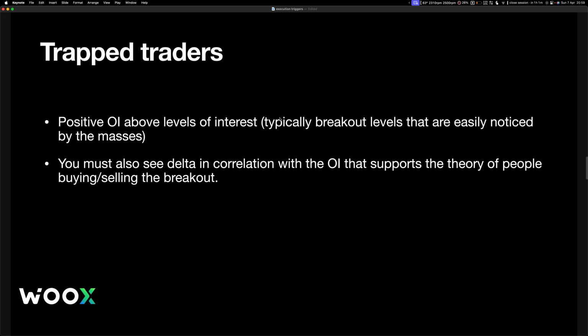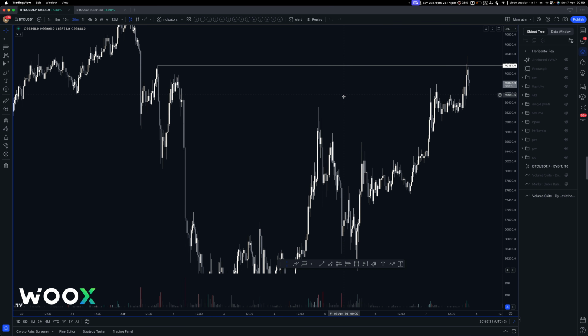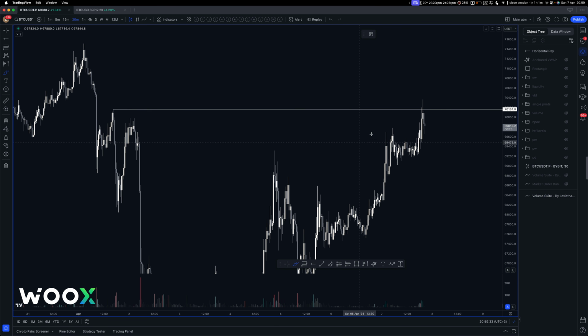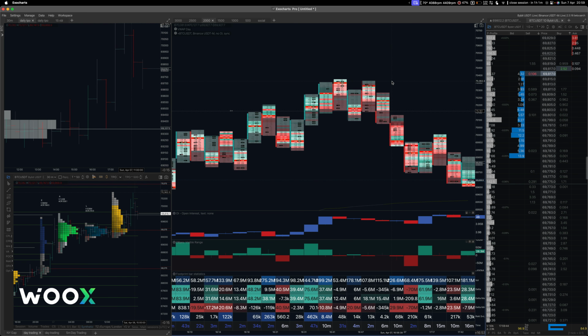So again, positive OI above levels of interest, typically breakout levels that are easily noticed by the masses. What I mean by that is when a pattern plays out, you can be looking at different patterns, maybe even up here, not only patterns but liquidity levels. You've got a high here, people might be wanting to buy a breakout. How is the open interest looking at this high here? We can then head over to Exo, and there is almost no mechanical way to do this, at least that I use. It's a bit more discretionary. You have to be going, okay, how is this OI faring at these levels?